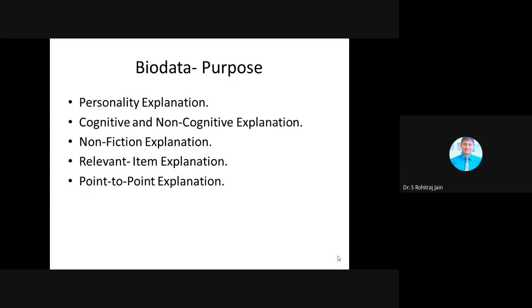In contrast, in most tests, only the total score is validated against the criterion. If some individual items do not predict job success, they are still part of the total score and may depress the overall validity of the test. Then last but not least, the purpose of biodata is point-to-point explanation. Biodata basically uses the past behavior to directly predict the future behavior.